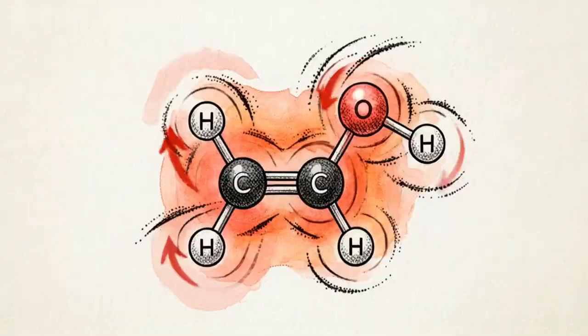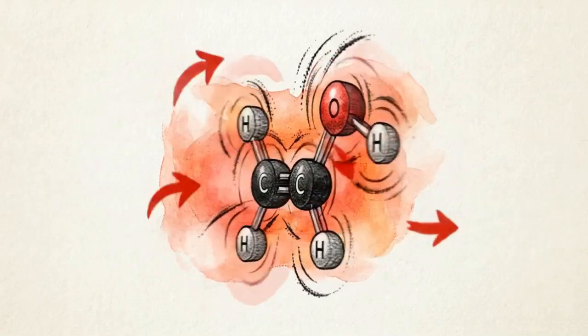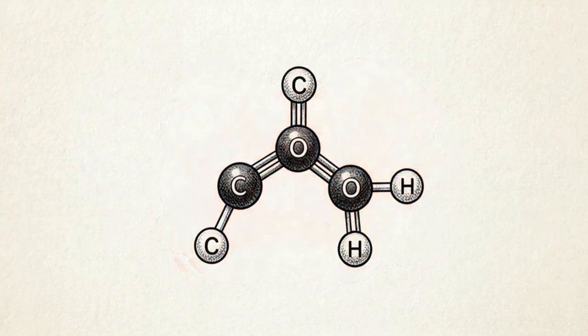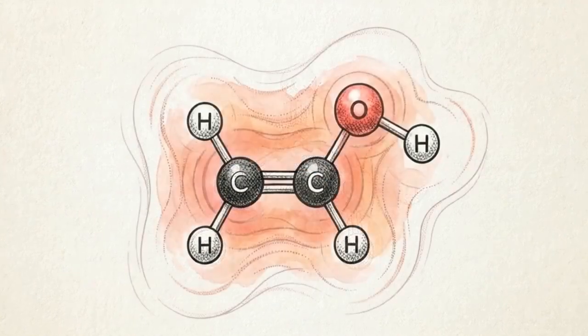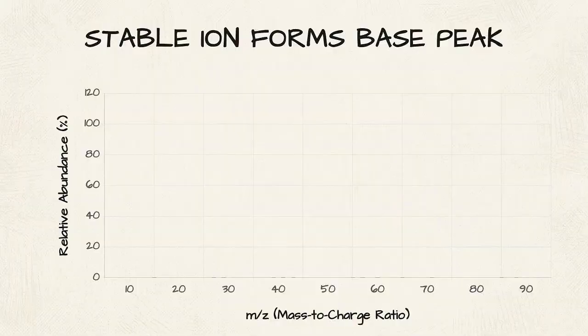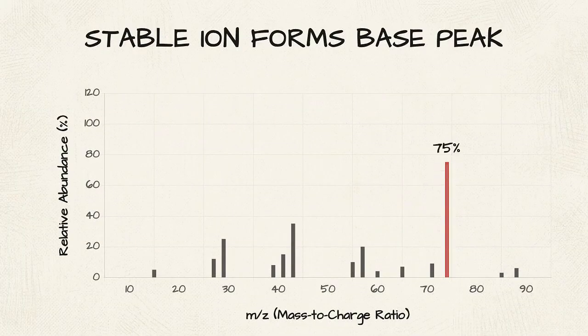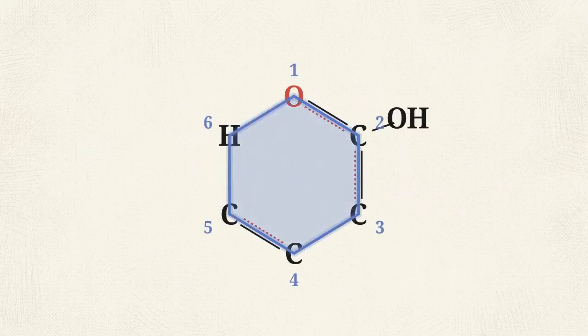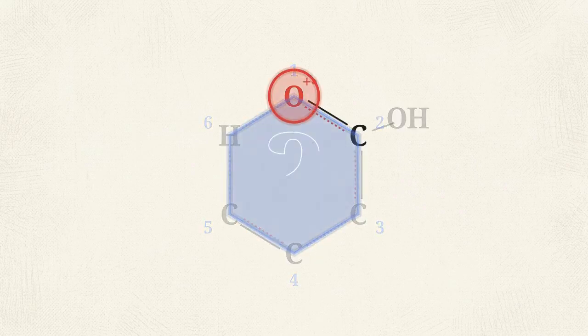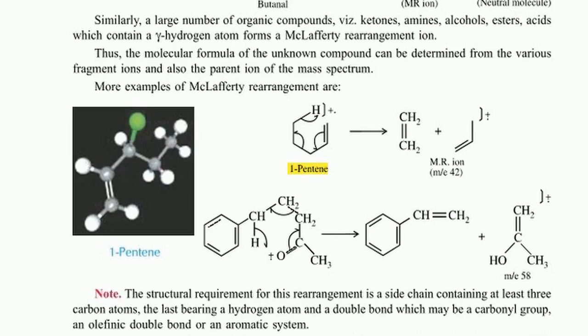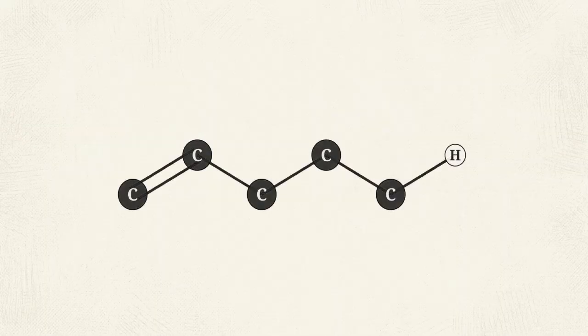This stability acts as a kinetic sink. Once the molecule folds and falls into this low-energy configuration, it stays there, driving the massive accumulation of ions at this specific m/z value. Is this precise six-membered transition state an exclusive property of oxygen-containing functional groups? This reaction scheme details 1-pentene, an alkene. It contains no oxygen atoms, yet it undergoes the exact same process. The architectural motif remains the same.